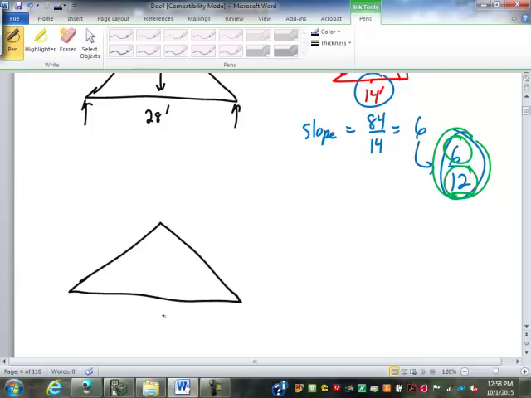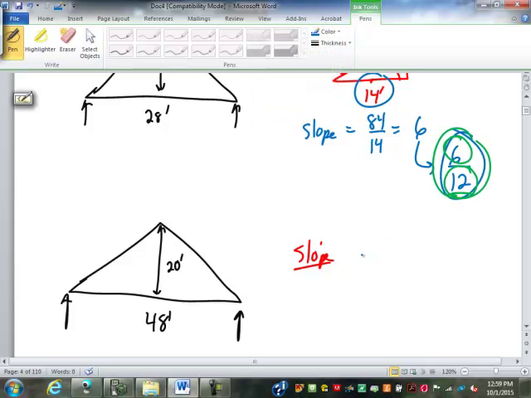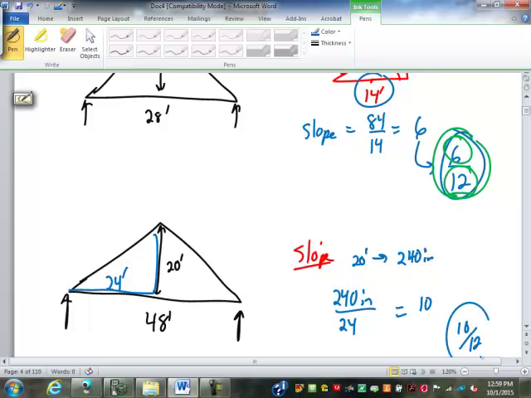So let's do 48 feet of span, 20 feet of rise. To find the slope, in your notes, find the slope quick. So what'd you get for the slope? Yes, you got 20 feet, which is 240 inches. So it'll be 240 inches over 24 feet, right? Half of the 48 is 24 feet. So it ends up being 10, so that's a 10/12 slope. Does that make sense?